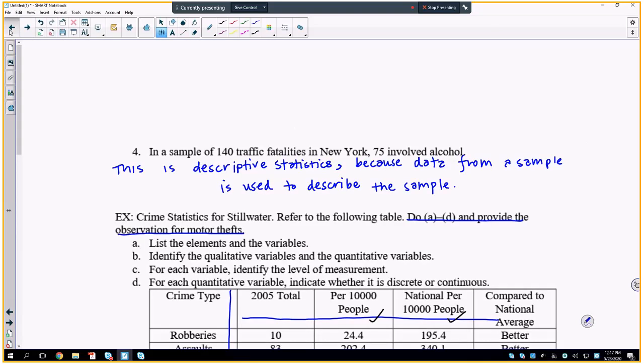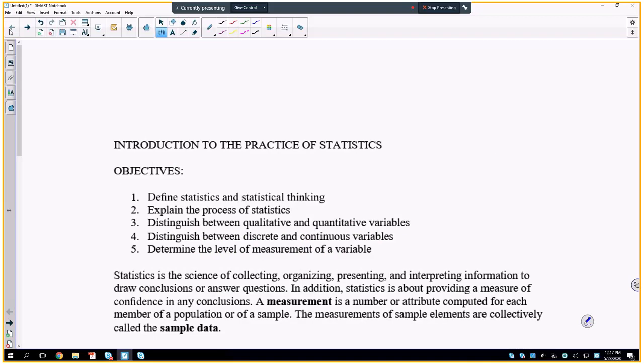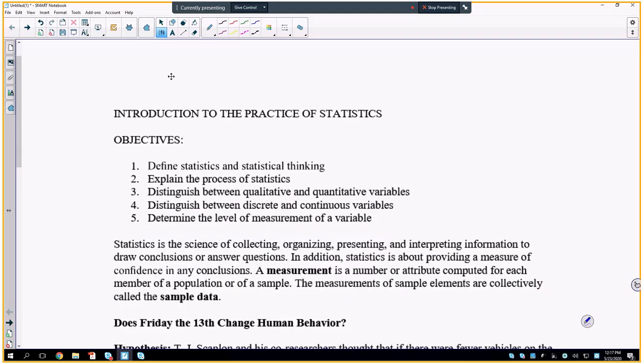So that looks like that's everything for this lecture note. So as I said at the beginning of the first video, you'll want to go back now to the objectives at the top of the lecture note and ask yourself if you can define statistics and statistical thinking, explain the process of statistics, distinguish between qualitative and quantitative variables, distinguish between discrete and continuous variables, and determine the level of measurement of a variable. All 5 of these things were introduced in the first video, and in the second video, we did several examples to try to highlight what those things mean.